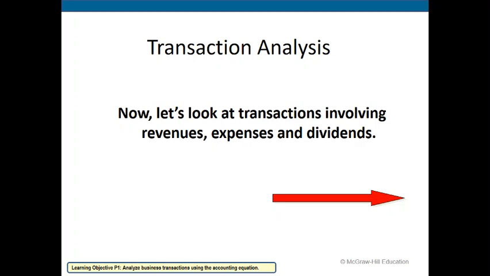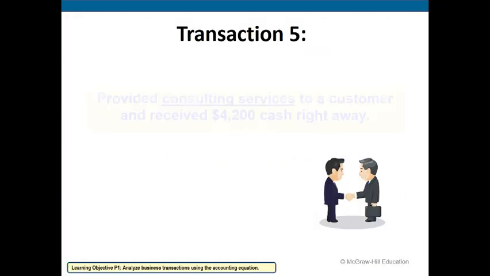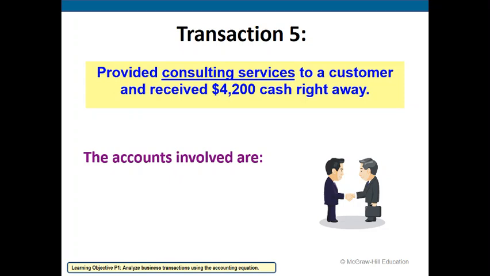All right, so let's look at some transactions involving revenues, expenses, and dividends. Transaction 5. Provided consulting services to a customer and received $4,200 cash right away. That's a nice feeling. What accounts are involved here? Well, cash. What about the other? Well, that's going to be probably consulting revenue or consulting service revenue or something like that.